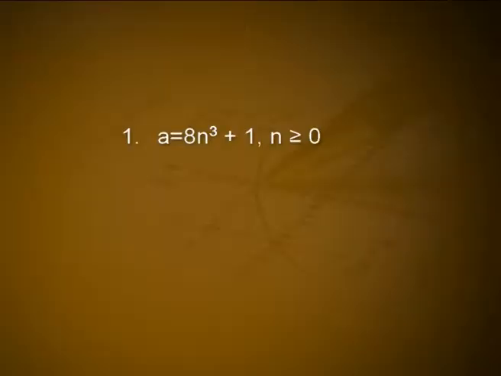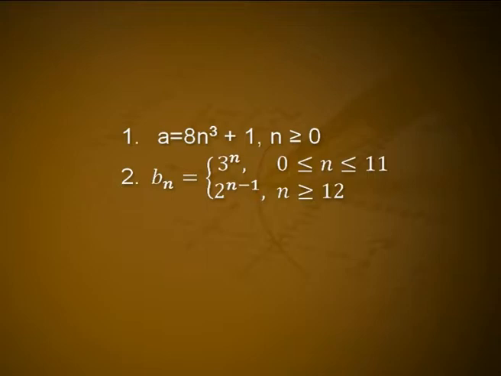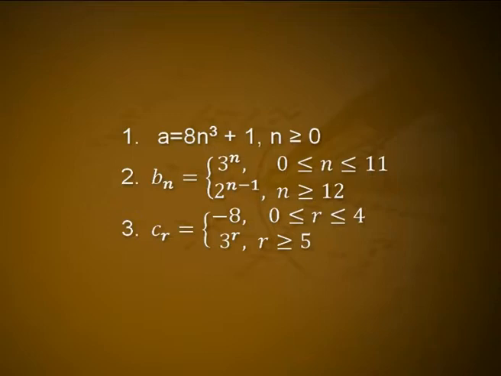Example 1. an is equal to 8n cubed plus 1 for n greater than or equal to 0. Second one, bn is equal to 3 raised to n for 0 less than or equal to n less than or equal to 11, and 2 raised to n minus 1 for n greater than or equal to 12. Third one, cr is equal to minus 8 for 0 less than or equal to r less than or equal to 4, and 3 raised to r for r greater than or equal to 5. These three give the concise specification of numeric functions.